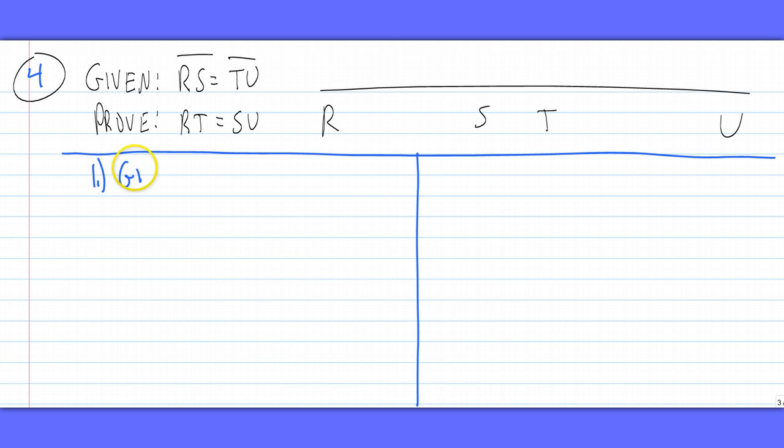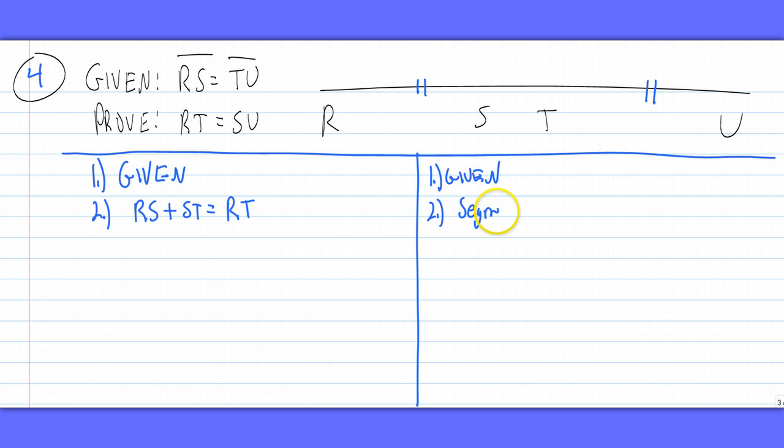Step 1 and reason 1 will be the given. Step number 2, I'm looking at the given where it says RS is equal to TU. I want to use the given. I'm going to keep the proof statement in mind where it says I want RT equal to SU. So I'm going to try to come up with an equation that uses as many of those segments as possible. Well, one thing I notice is that if I add RS and ST together, that's going to be making up segment RT. That is the segment addition postulate.